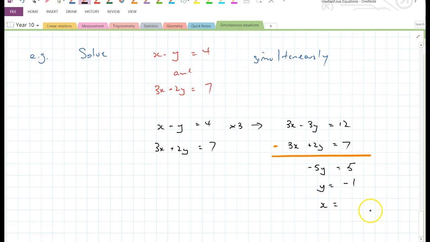And x is equal to, if we put that back in up here, we would say that x minus 1 is equal to 4. So therefore x is equal to 3. 3 plus 1 is 4. So x is 3 and y is minus 1 is my solution to that pair of simultaneous equations there.